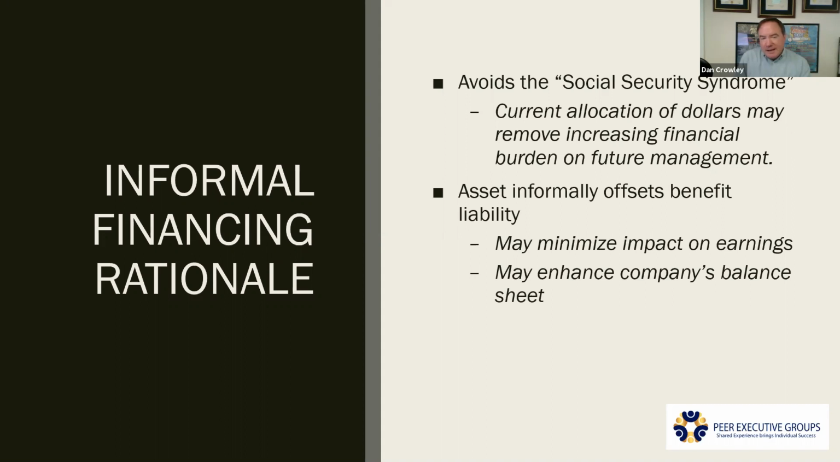Also, the asset that you're choosing will offset that liability. That's the main reason. We need to have financing in place to offset the costs that we're going to be building up in this liability. It may minimize the impact on your earnings, and it may also enhance the company's balance sheet.